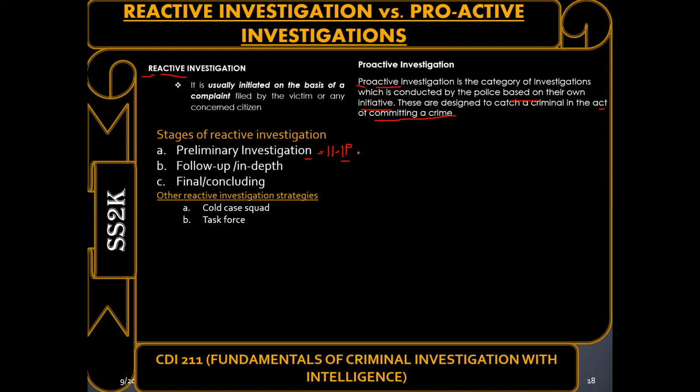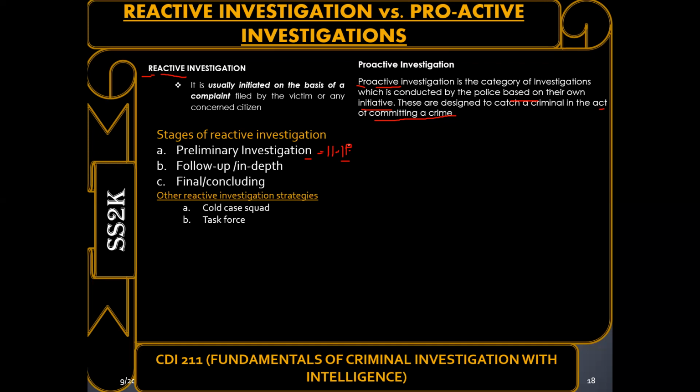And the usual setting of preliminary investigation is at the crime scene where the crime was committed. Preliminary investigation is an initial inquiry into a reported crime and it is generally conducted by a uniformed patrol officer. Tandaan po yun, no? The patrol officer must prepare the first written report of crime, which is generally called a complaint or incident report. Kaya po yung preliminary investigation is considered also as crime scene investigation.